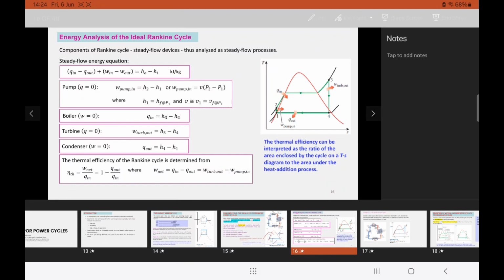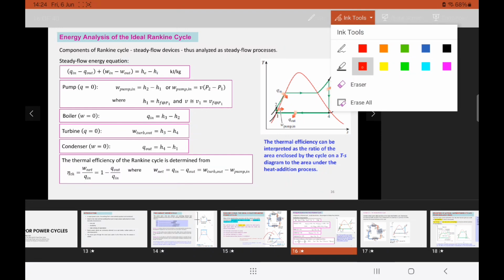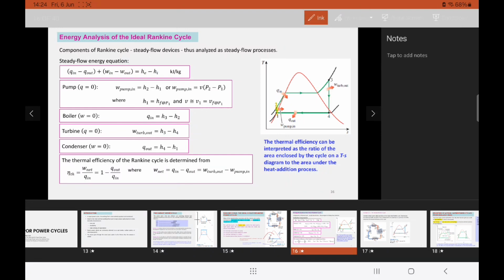You have your pump, from point 1 to point 2. For the pump, we have the enthalpy difference between point 2 and point 1, which is also equivalent to the difference in pressure multiplied by the specific volume. The specific volume here is equivalent to the specific volume at point 1, which is the specific volume of a saturated liquid at pressure 1. And the enthalpy at point 1 is equivalent to the enthalpy of a saturated liquid at pressure 1.